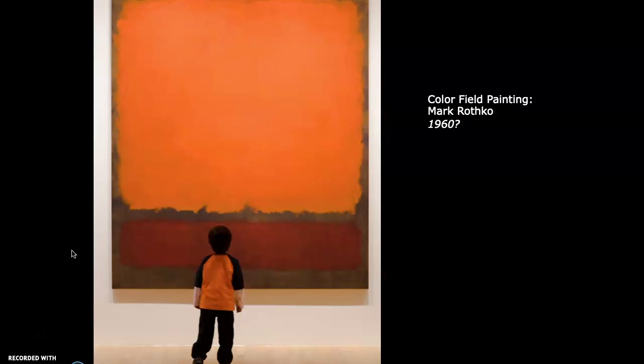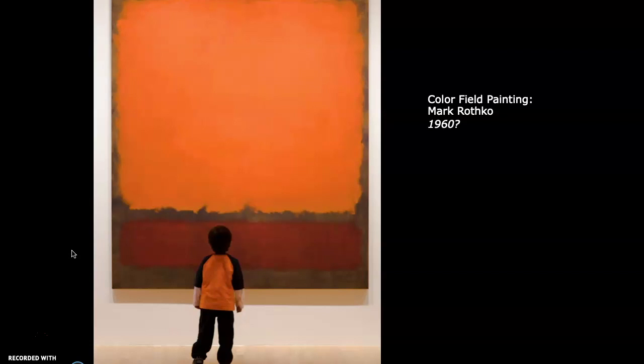Color field painting, Mark Rothko. These are gorgeous. I love these paintings, and if you've ever seen one in person, they're giant. They're very luminous. When the light's hitting them just right, like it's supposed to be, it enters through the layers and glazes of paint, and everything gets filled with the glow of the colors that he's laid down.